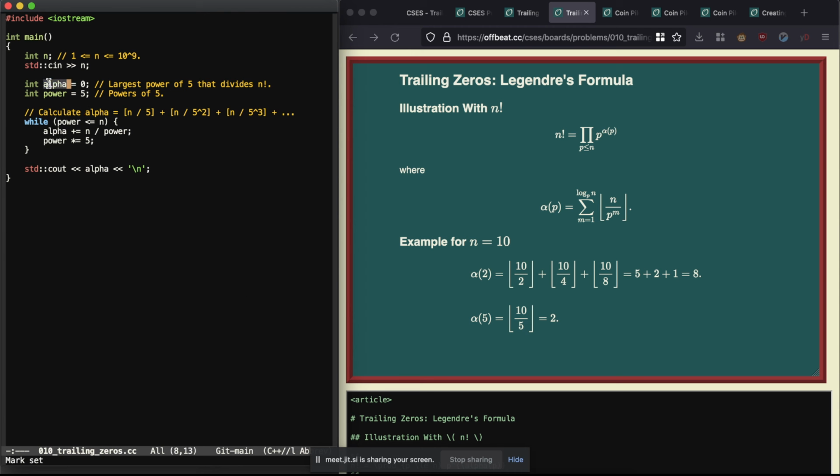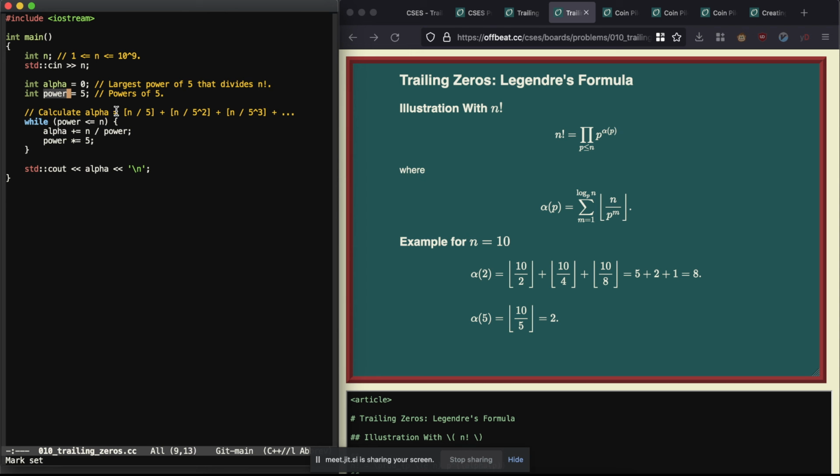So what is this alpha? I'm just keeping the code consistent with this notation here. Alpha is counting the largest power of 5 that divides n factorial, and power equal 5. This is the powers of 5. I wrote this code some time back. I don't know what is going on. Let me just figure it out as I read through this code.